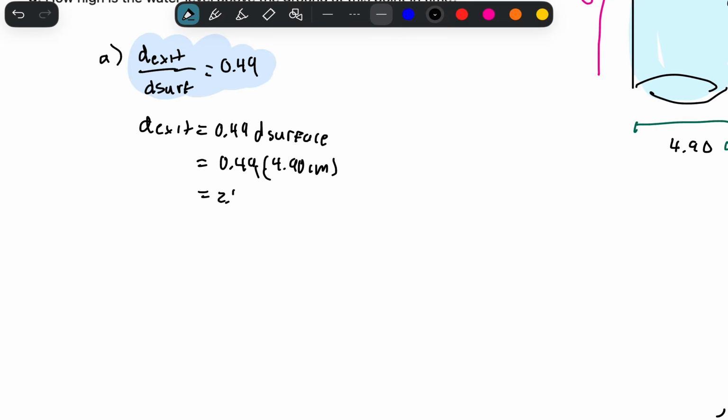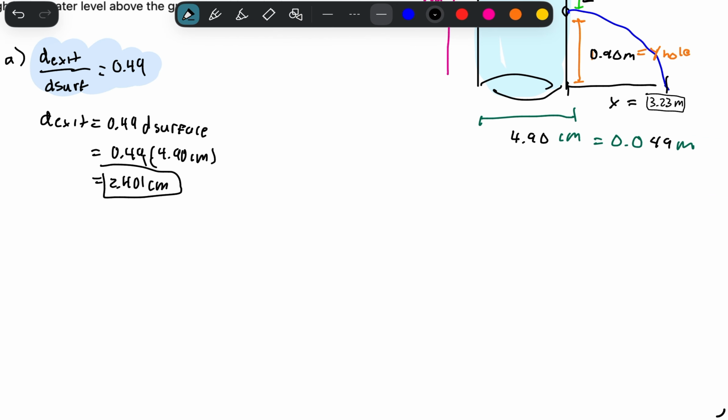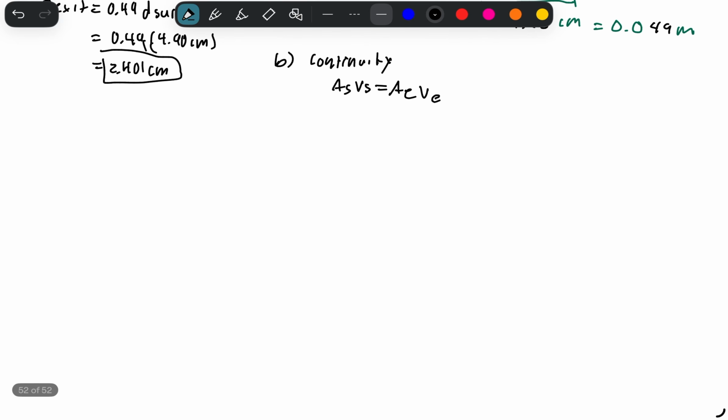That would equal 2.401 centimeters. We want the speed exiting, so we use continuity. We want to get that VE, so we can do the ratio again.